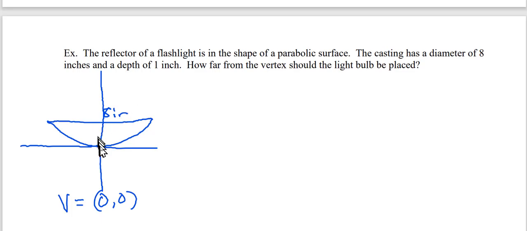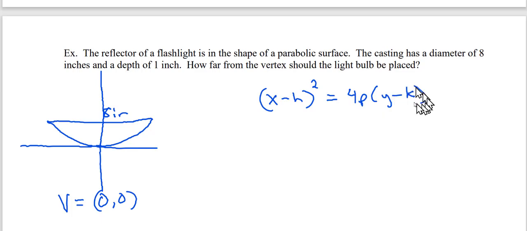Here's what I do know. With a vertex of 0, 0 and it opening up, I am looking at x minus h squared equaling 4p times y minus k, where h and k are both 0. So let's simplify that to this. X squared is equal to 4py.